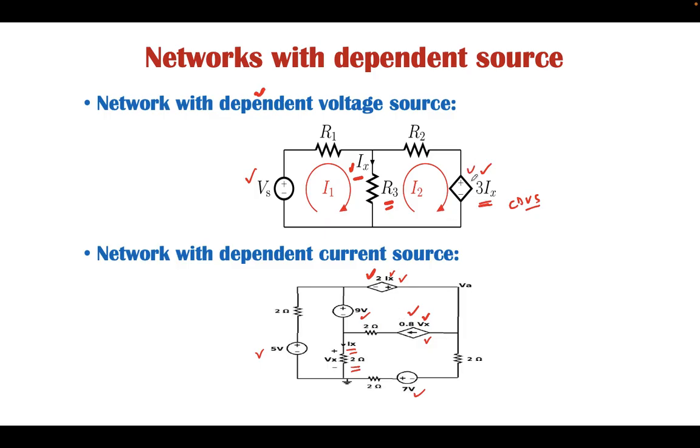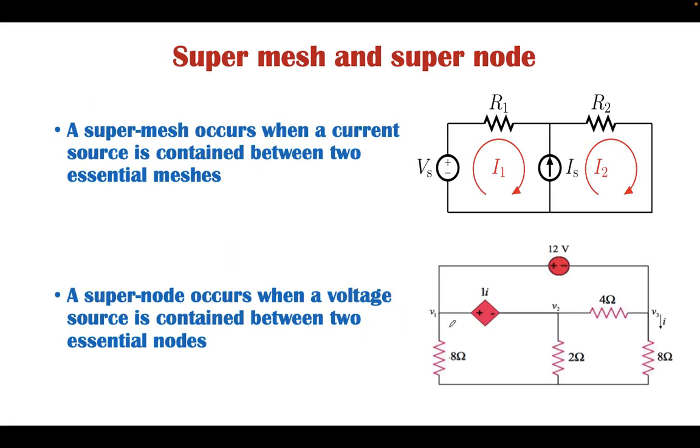Here we have only one dependent voltage source, whereas in this network we have one dependent voltage source and one dependent current source. In any network we can have any number of dependent sources and any number of independent sources, provided there is at least one independent source.